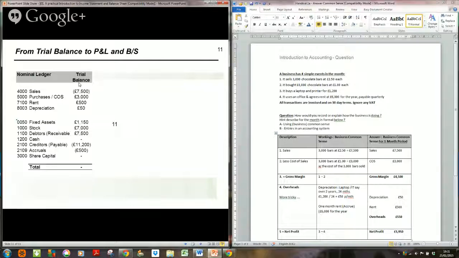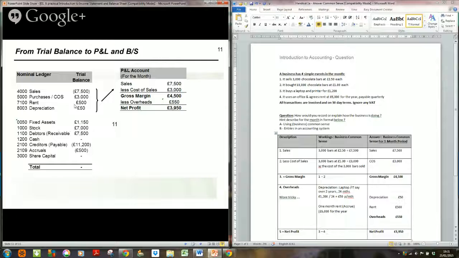So this is where it all comes together. We've got this trial balance that none of you other than accountants will probably ever see. But then neatly, what happens is, for the month, we put that into a trading account. So sales of 7.5, cost of sales of 3, overheads of 550, which was the rent and our depreciation on our computer, and lo and behold, we've got the net profit, which we came up with earlier.